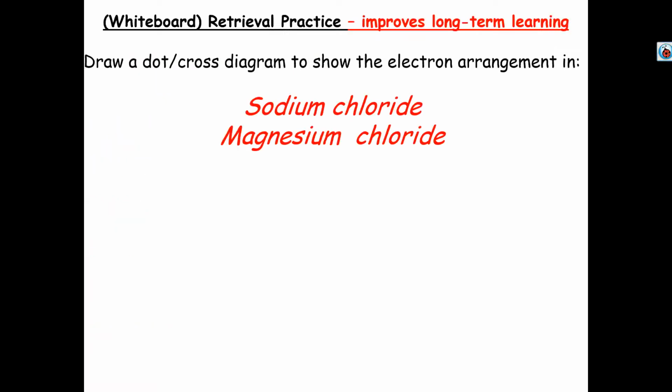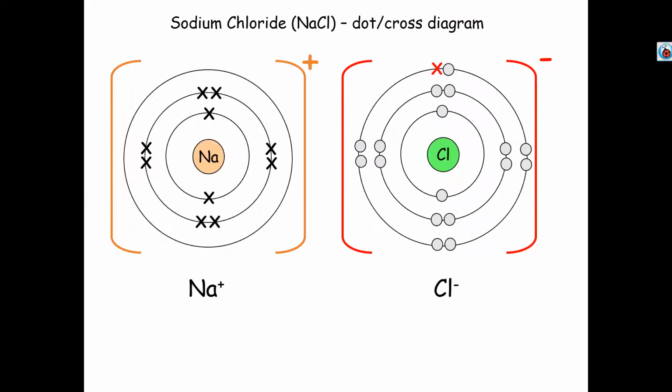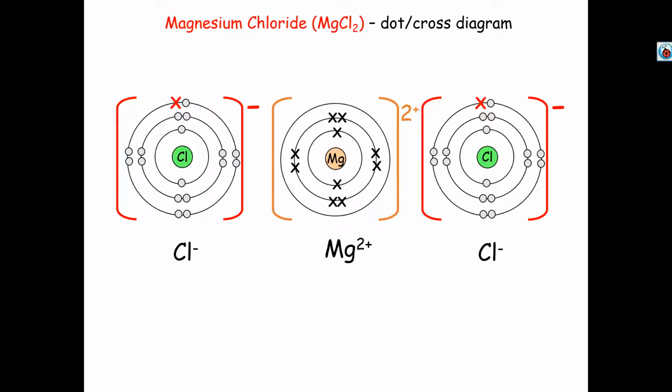Okay, as I said earlier, there's going to be some retrieval practice from old topics. And your first retrieval slide today is going to be a dot and cross diagram showing the outer shell and a dot and cross diagram of the electrons in sodium chloride and magnesium chloride. So pause the video now and have a go. Okay, and here are the answers to those. Sodium chloride, magnesium chloride.